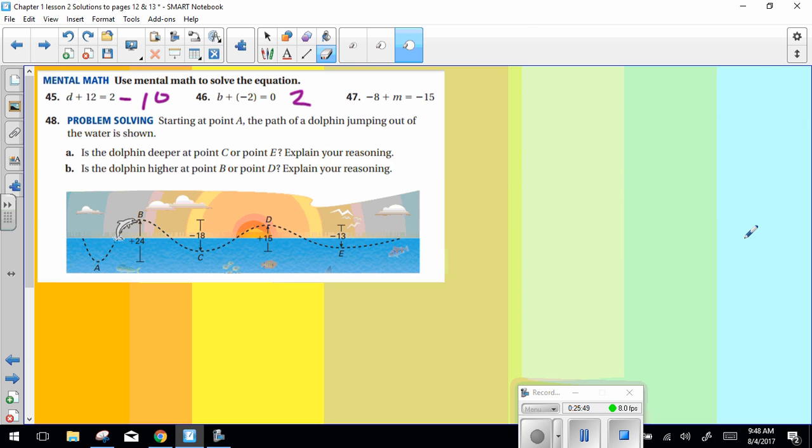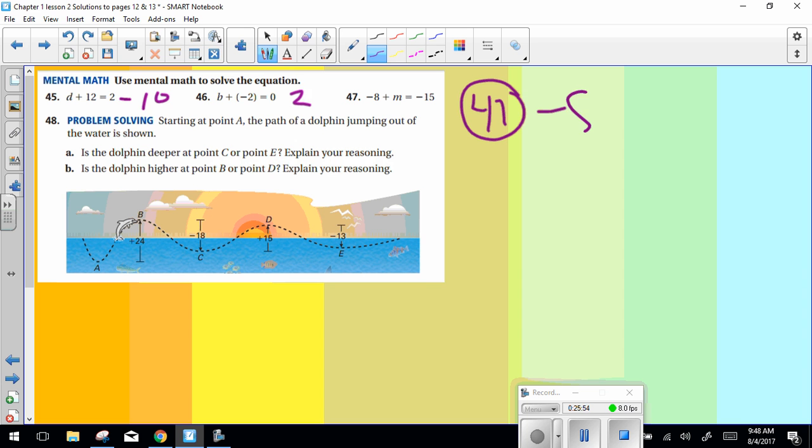All right, and let's take a look at 47. We have negative 8 plus something to give us negative 15. So our negative is getting smaller. So what could I add to this to make my solution negative 15? And I hope you are saying negative 7.